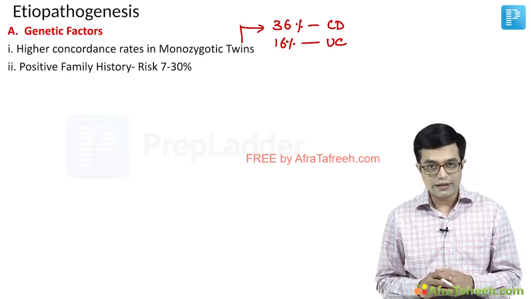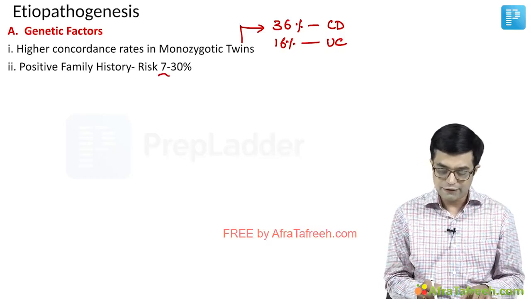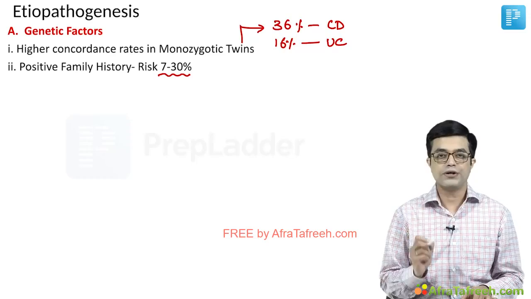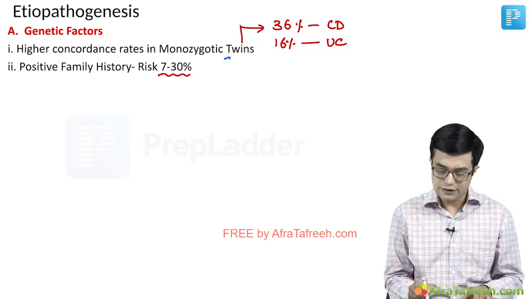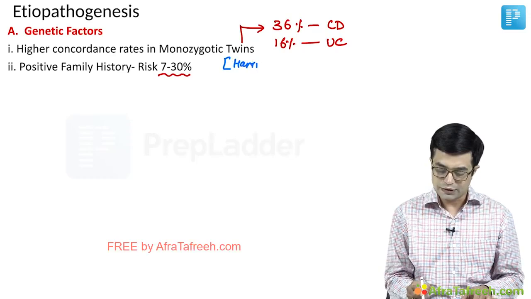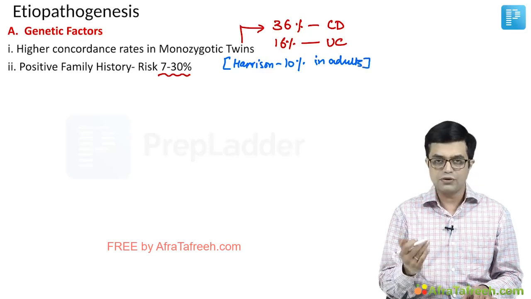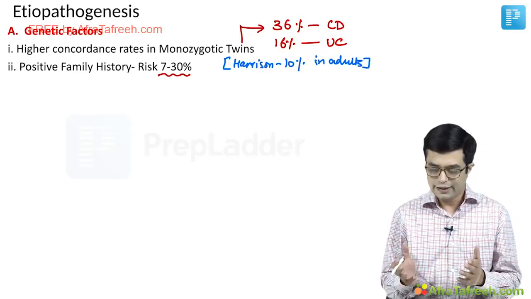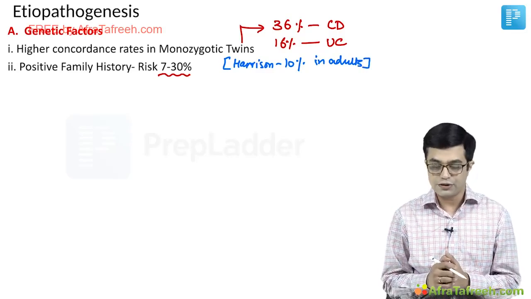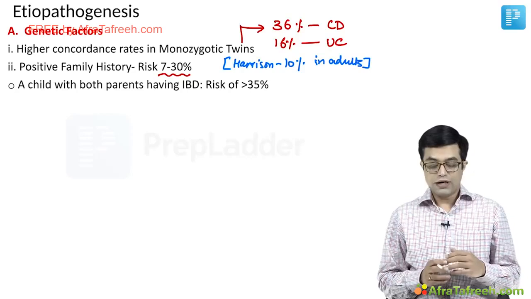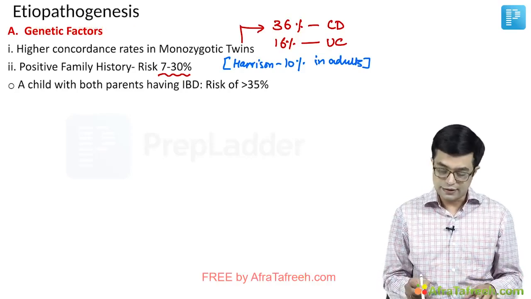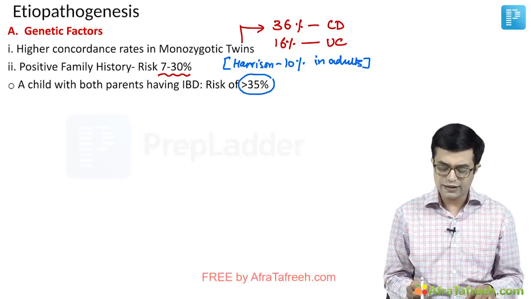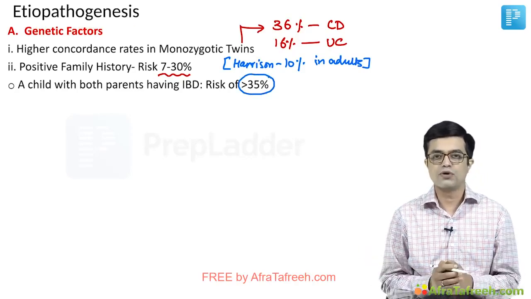Second is positive family history. The risk varies between 7 to 30% in children according to Nelson, whereas Harrison gives a figure of about 10% in adults. So 10% also lies within the same range. In children, positive family history association is 7 to 30%. In adults, according to Harrison 20th edition, it is 10%. A child who has both parents having IBD has a risk of more than 35%. Harrison gives a value of 36%. So they are almost identical.